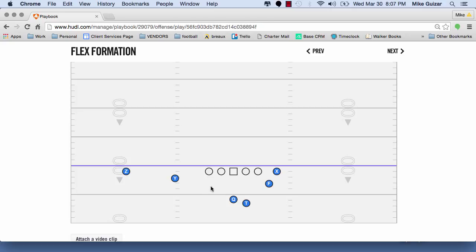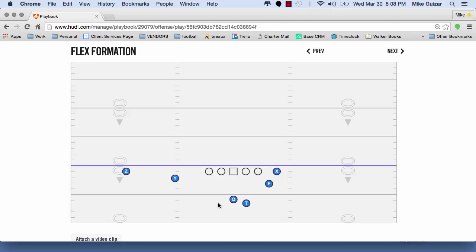Tailbacks, it could be a number of people. How do you know what side you're on? Well, you are always on the right no matter what, unless you hear the word flip. F-L-I-P. Flex right, 26 Bronco, you're on the right. Flex left, 26 Bronco, you're on the right. Flex right, flip, 26 Bronco. The tailback flips sides, and he's now on the left. The tailback lines up directly behind the guard on the side that he is on.